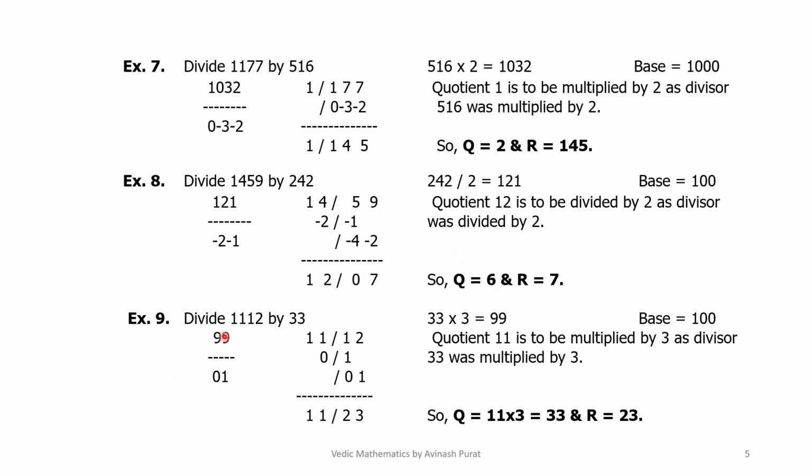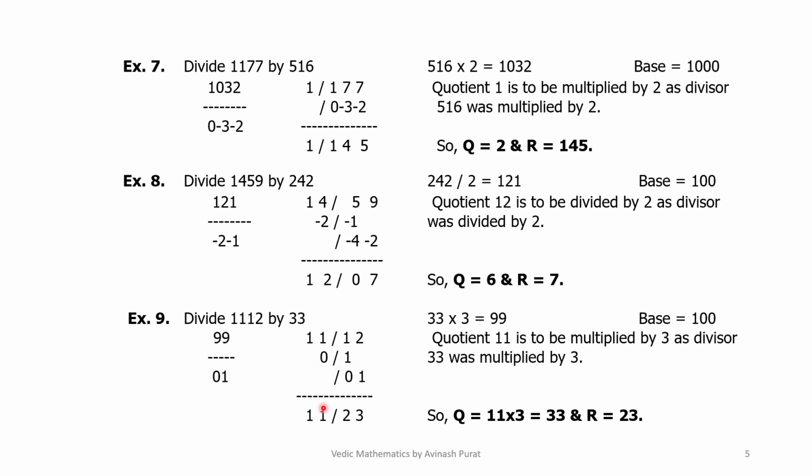Ninth example, divide 1112 by 33. 33 multiplied by 3 is 99, which is near to the base of 100. 99 is the divisor. Difference between base and divisor is 0, 1. So 1112 is the dividend. 1 brought down. 1 into 0, 1 is 0, 1.